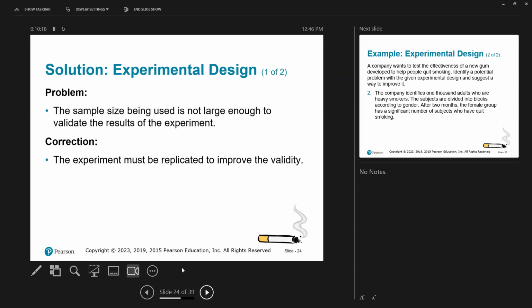So let's look at the problem. Here the problem is, if you remember, 5 people taking the gum, 5 people not taking the gum. The sample size being used is not large enough to validate the results of this experiment. The experiment must be replicated to improve the validity. This will be the correction here.